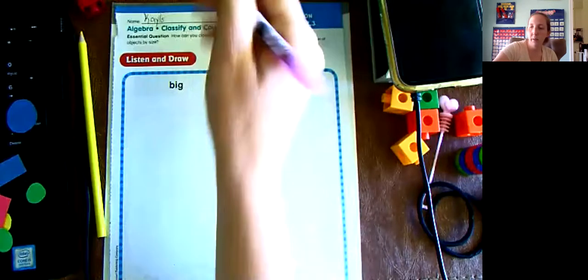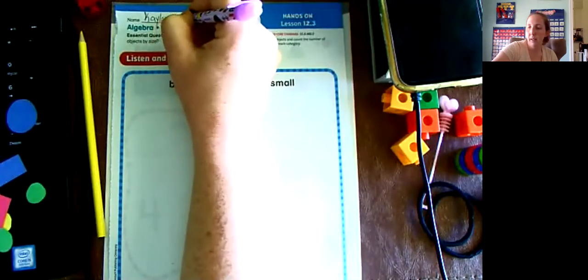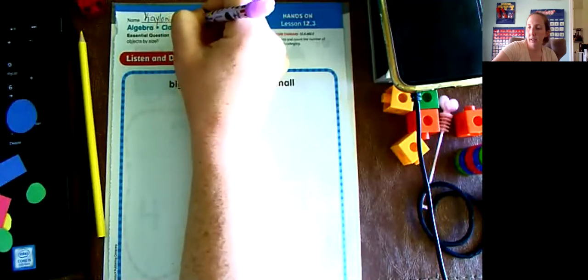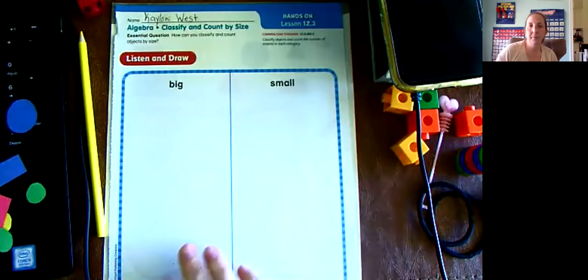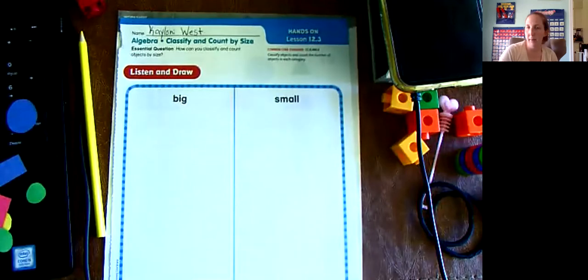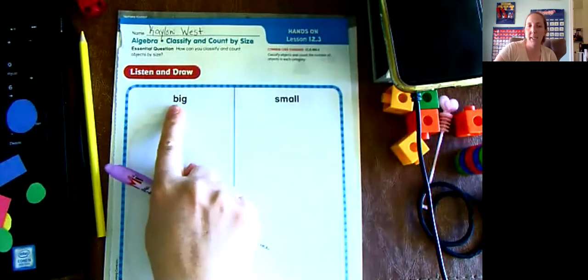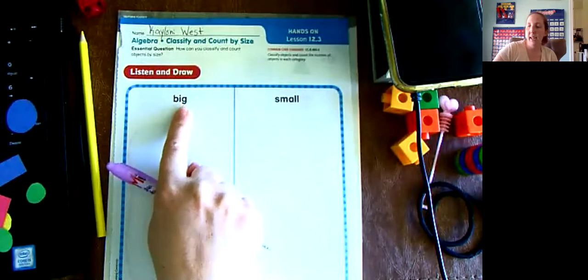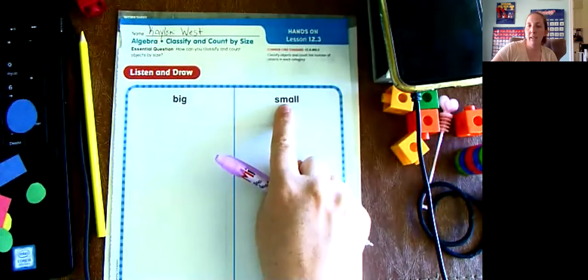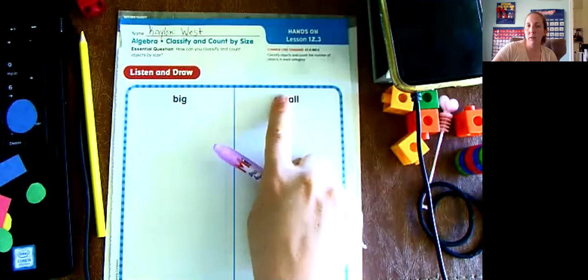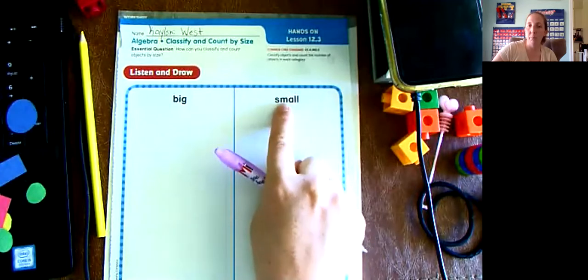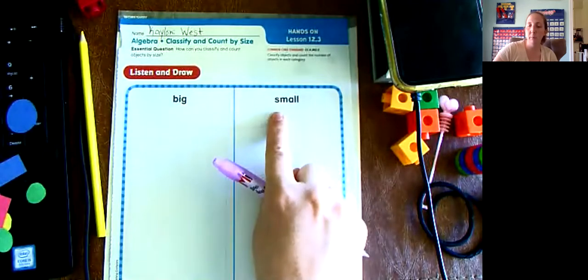So while I'm switching cameras, go ahead and start writing your first and last name at the top of lesson 12.3. Down a little bit. Okay. And then we have the word big, and then big and sm, and if I cover this up, it's the word all. So sm, all, small. We have big and small.